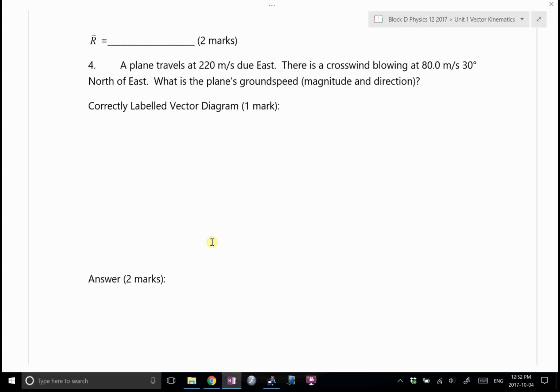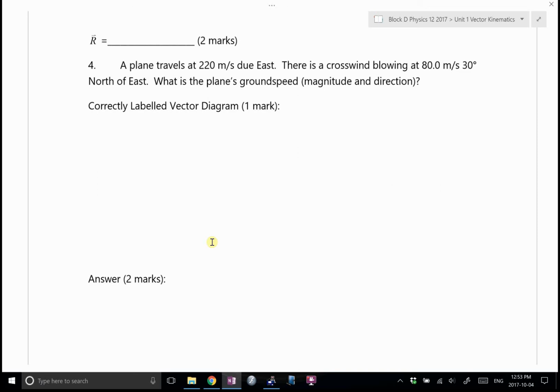On your test, there's either going to be a boat going across the river or an airplane in a crosswind vector application question. Can anybody see why this one is going to be a little uglier than normal? Just by glancing at it? There's angles. This one you're going to have to break into components before we even start to solve it. I'm not going to give you one that tough on your test. On your test, there'll be a nice, lovely right angle SOHCAHTOA triangle, I think. So plane travels 220 meters due east. There's a crosswind blowing at 80 meters per second, 30 degrees north of east. North of what? Find the ground speed.